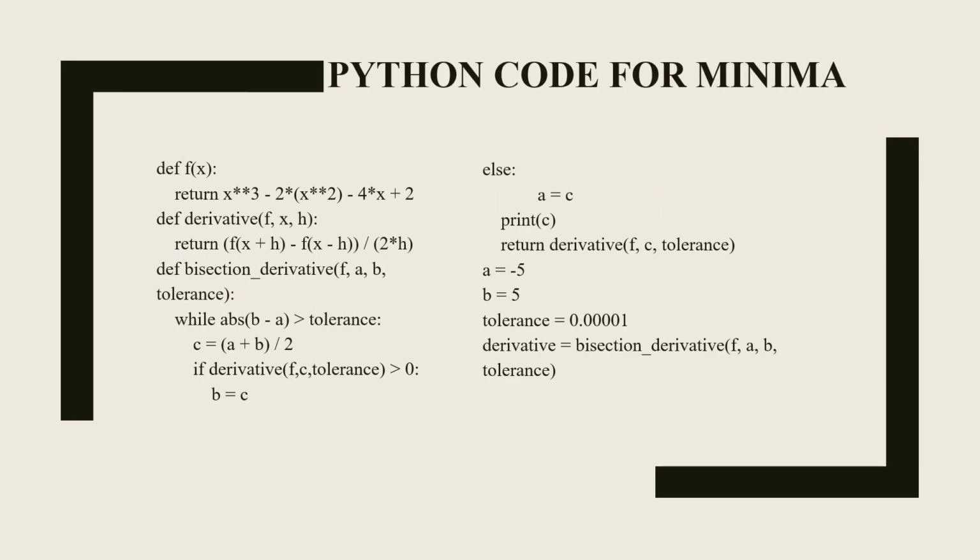This is the Python code for minimum. In the first step, we have defined the objective function. In the second step, we find the derivative of the function. In the third step, we are calculating the midpoint and checking whether it is greater than or less than 0. And at the last step, we have defined the parameters a, b, and tolerance. And last, we are calling the function.